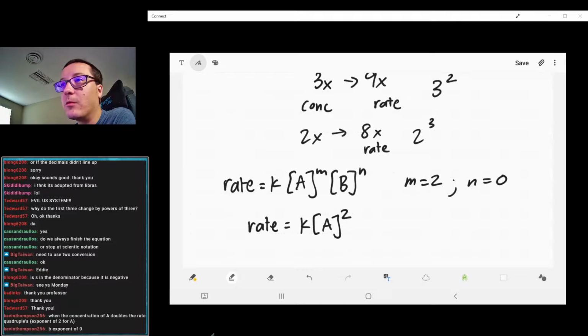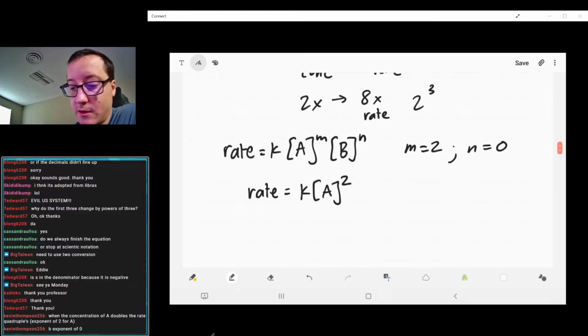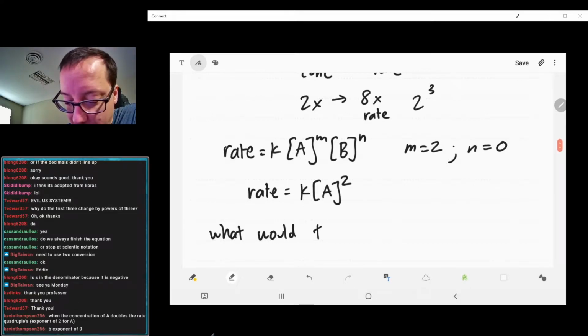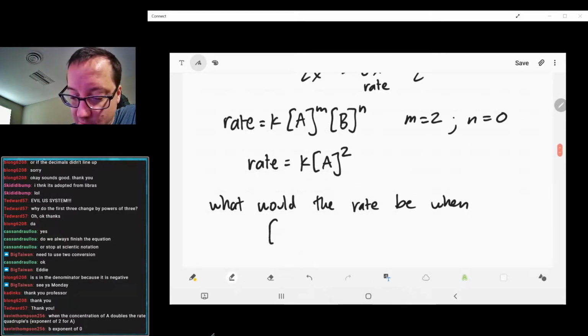So our reaction rate does not depend on the concentration of B at all, but it does heavily depend on the concentration of A. And so we can figure out, what would the rate be when the concentration of A equals, I don't know, how about 0.62?